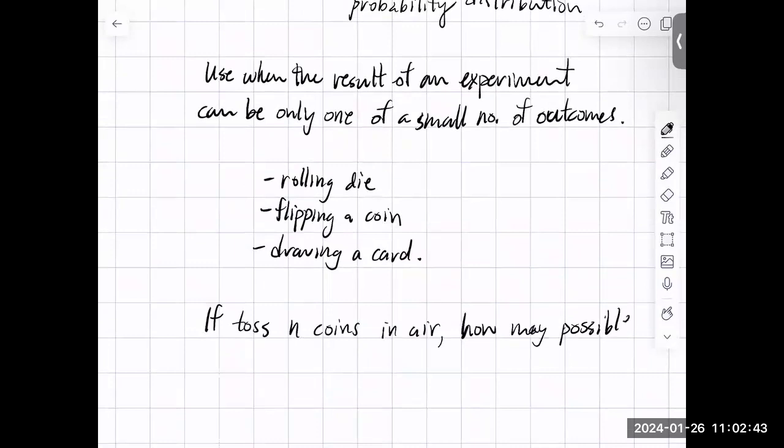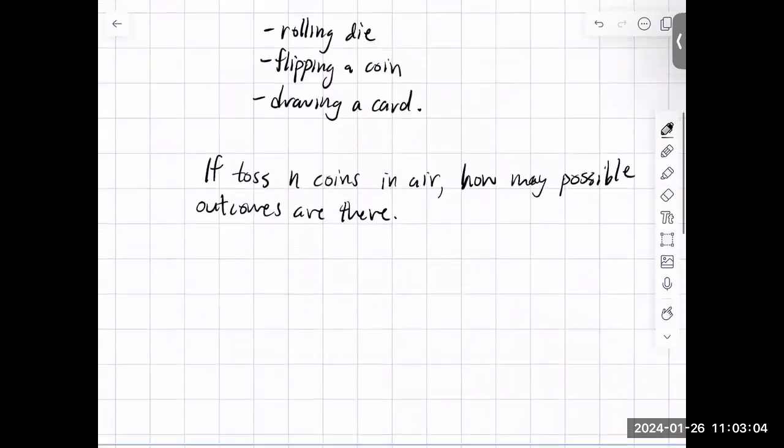Okay, so if we toss n coins in the air, we can ask how many possible outcomes are there. So the idea is I've got n coins in my hand. I just throw them all up in the air all at once. They hit the ground, they bounce around. And once they've all settled down, I go look at them and see which one is heads and which one is tails and so on.